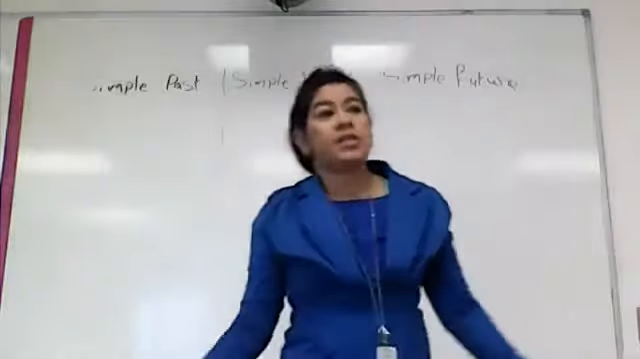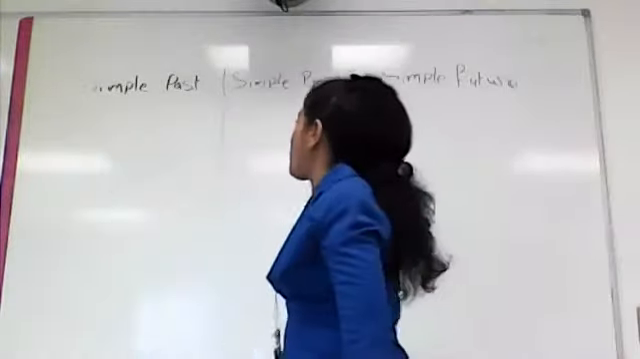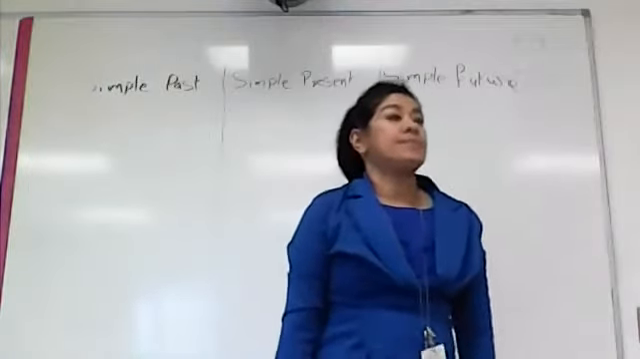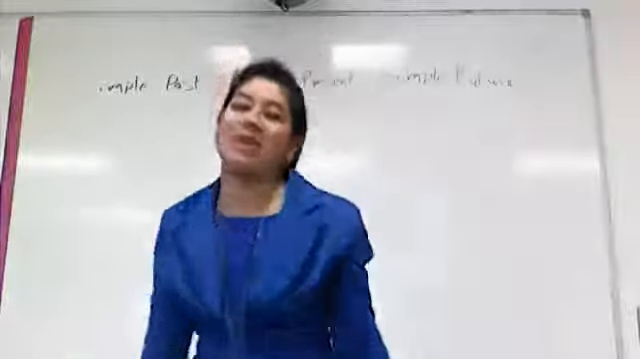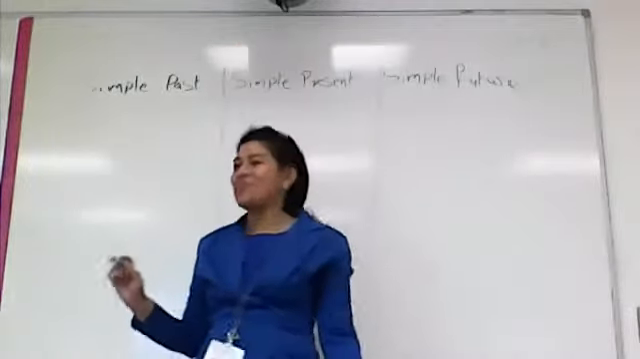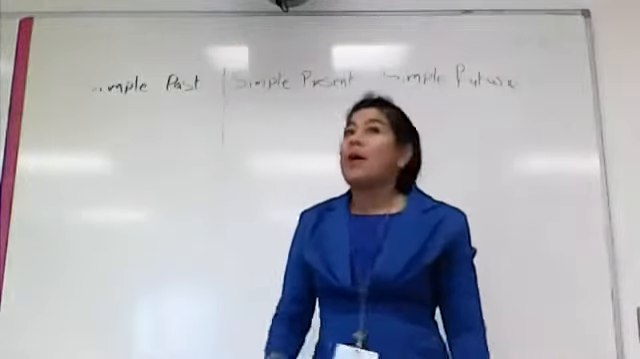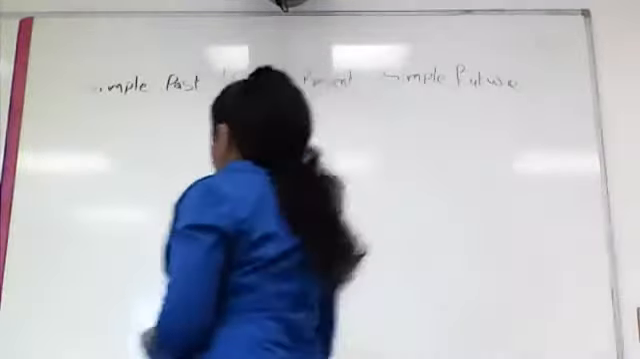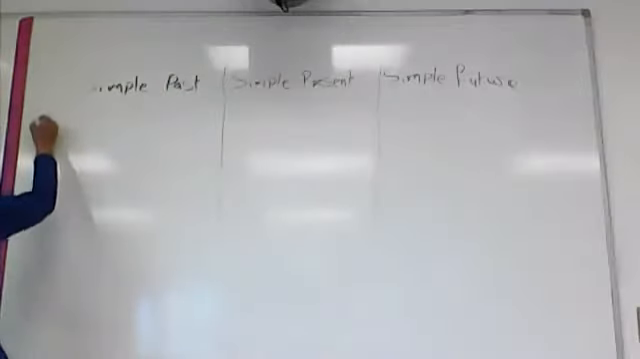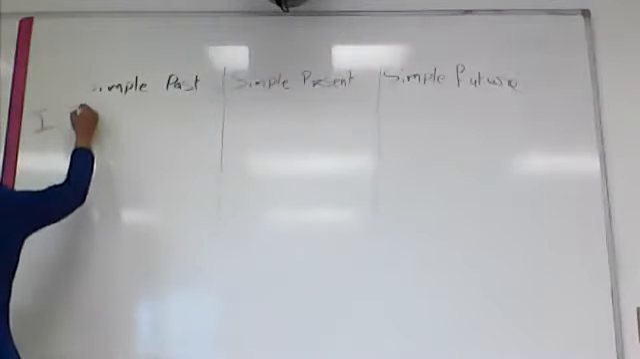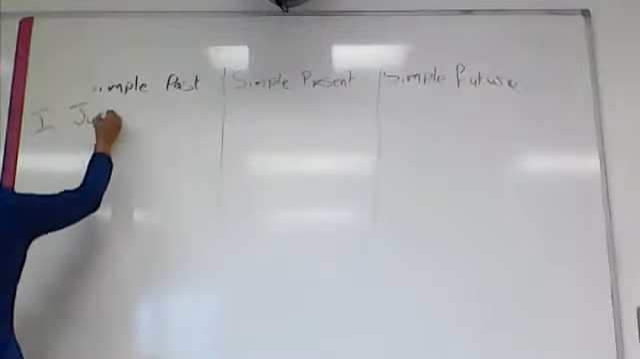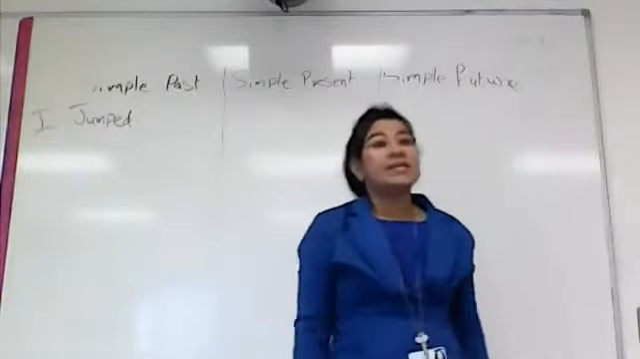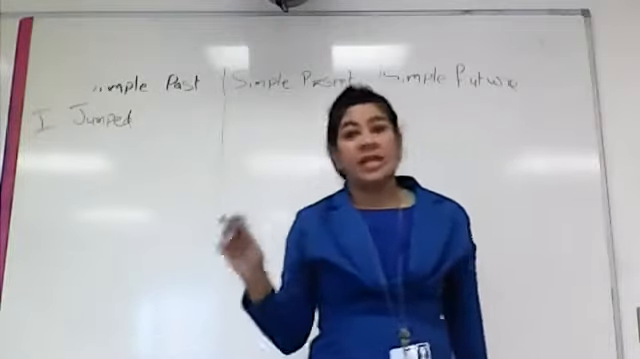Okay, students, give me an example of simple past tense. Okay, so many people. I know this grammar is easy. So many people want to, but I can write only one sentence, okay? Okay, I heard you. I jumped. I jumped is simple past tense.